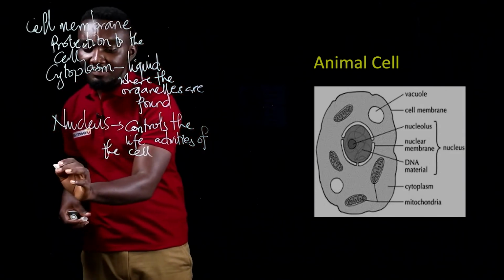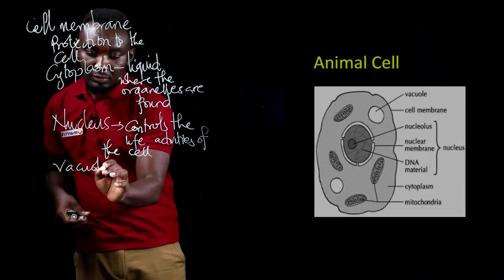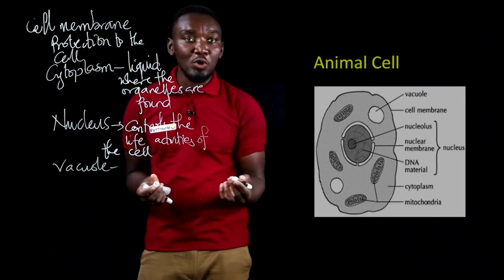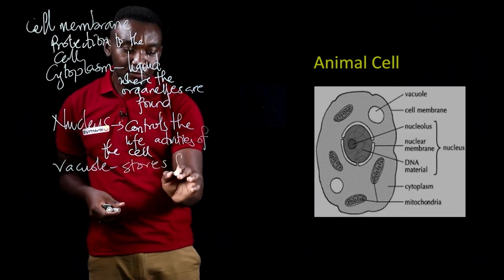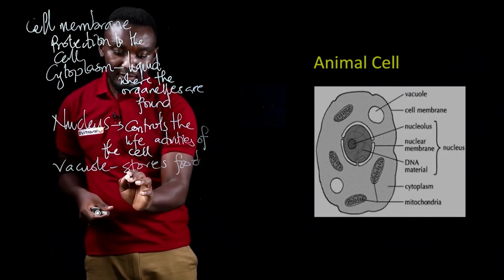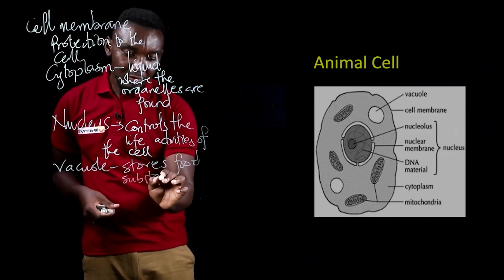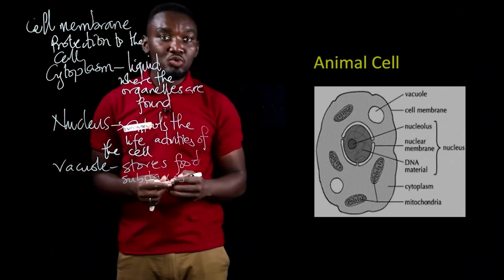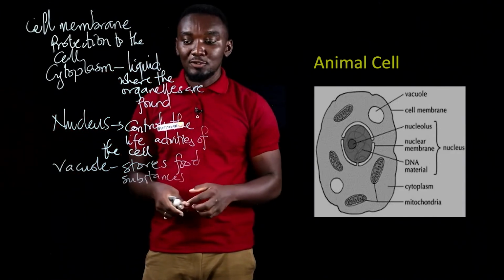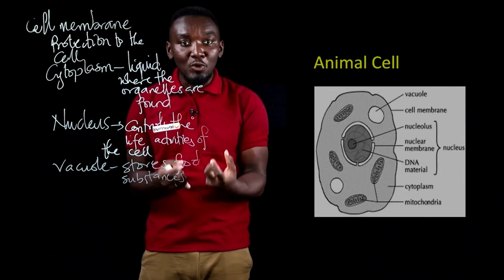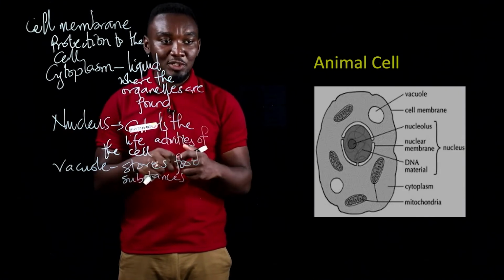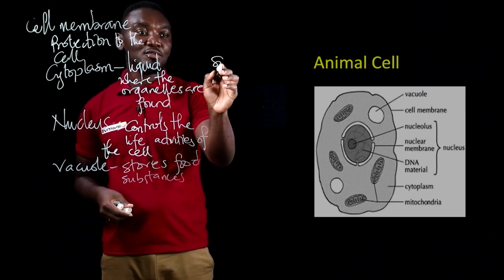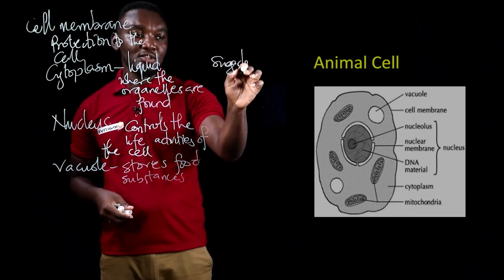And then we also have the vacuole, which is a structure that stores food substances, such as sugar and salt. So that is what the vacuole does. The vacuole stores food substances such as sugar and salt. Take note. The food substances are sugar and salt.